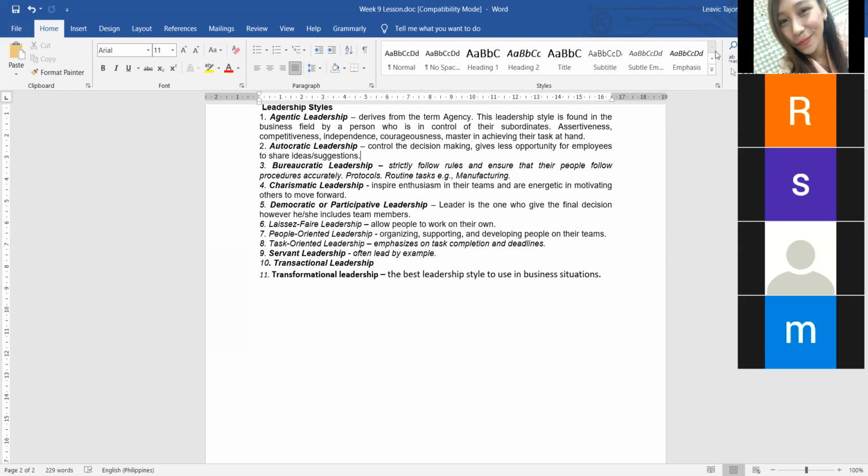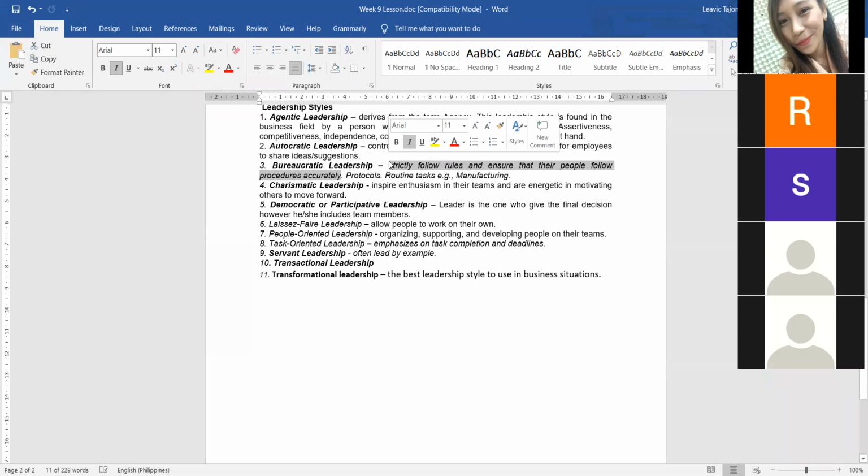Thank you. Now let's proceed to bureaucratic leadership. Now when you say bureaucratic leadership, this strictly, emphasize natin yung word na strictly, this strictly follows rules and ensure that their people follow procedures accurately. So, noong unang panahon, very evident na siya and gina-practice yun na siya, this kind of leadership where they really practice kung sa dito mga rules and procedures na gina-implement sa isa ka organization, no.